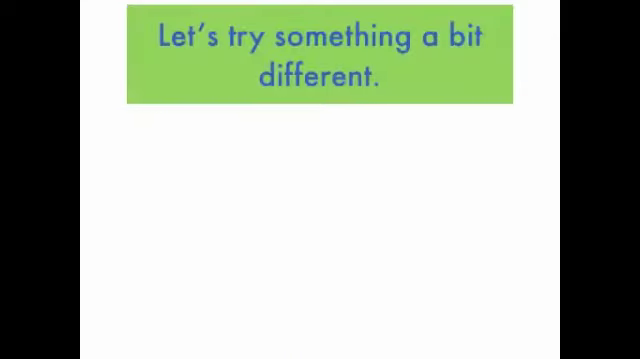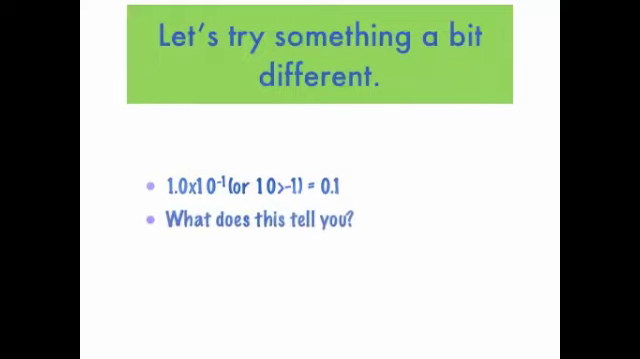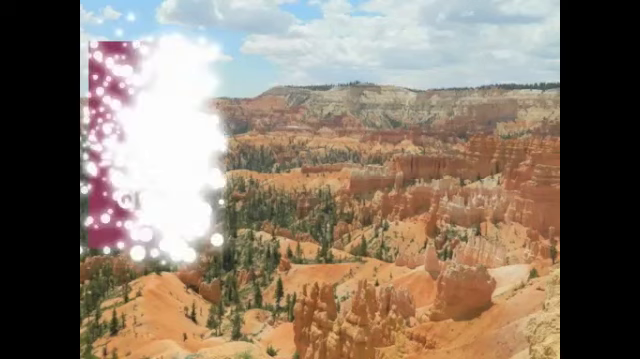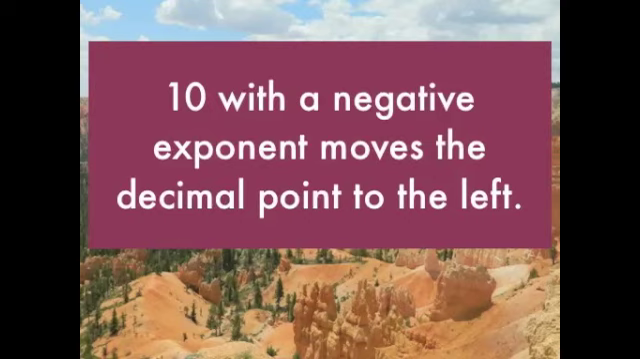Let's try something a bit different. 1.0, or just 1, times 10 to the negative 1 equals 0.1, or 1/10. So what does this tell you? 1276 times 10 to the negative 2 equals 12.76. What happened to the decimal point? What does this mean? 10 with a negative exponent moves the decimal point to the left. Let's try some examples.